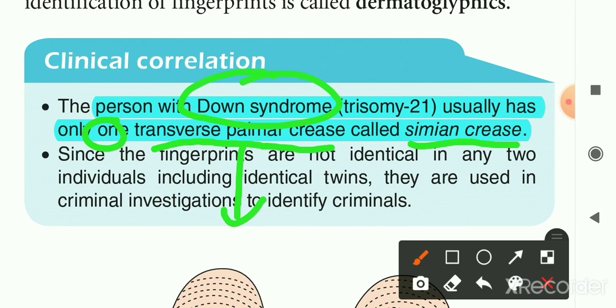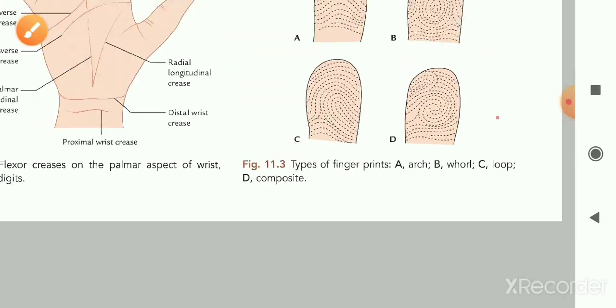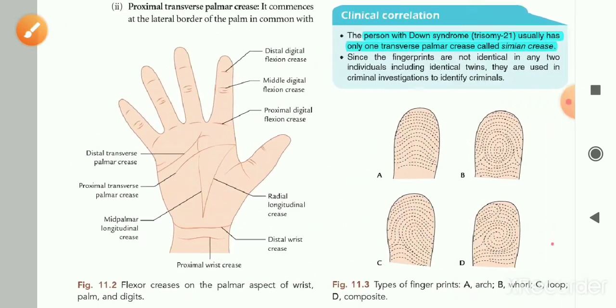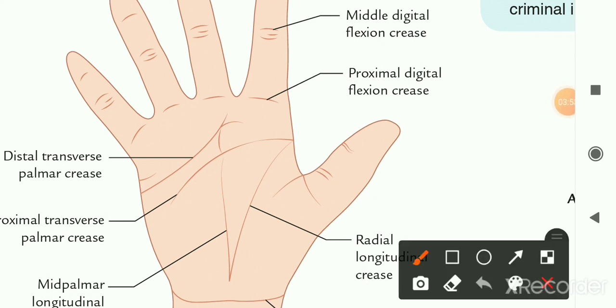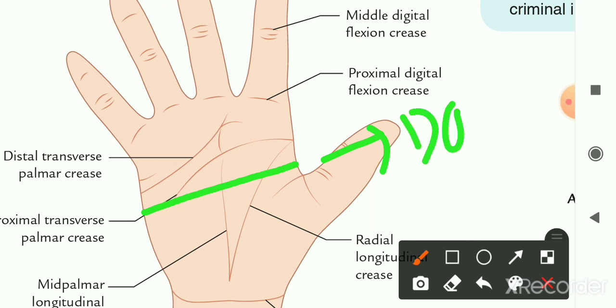So what does it look like? Suppose this is the hand of a Down syndrome patient. So look at that. There will be a single transverse crease. There will be no other creases. Only one single transverse palmar crease. It indicates Down syndrome.